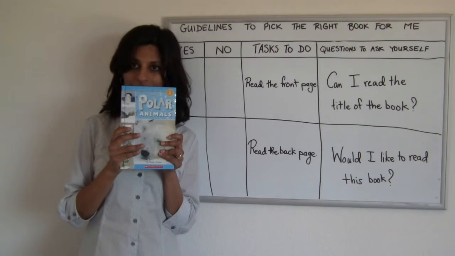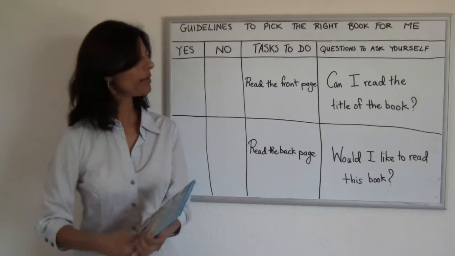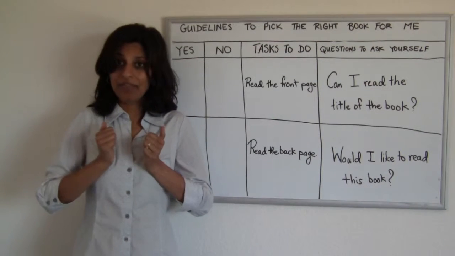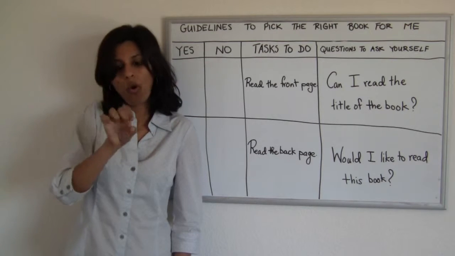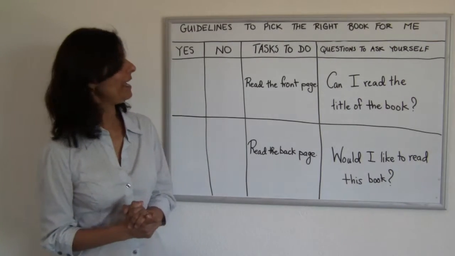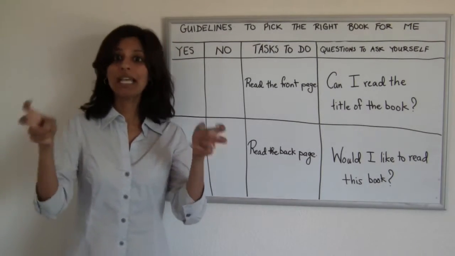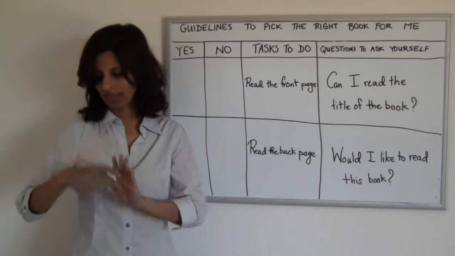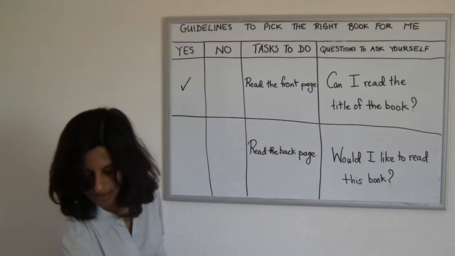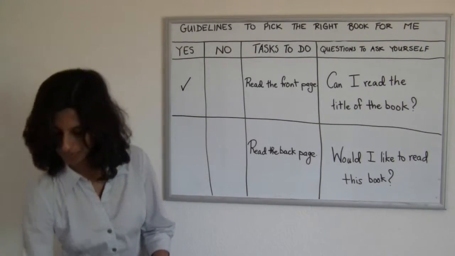So here's my book. And I'm going to read it. It says, polar animals. I know what that means, polar animals. Animals that live on the North Pole or the South Pole. That's the place where it's really, really, really cold. Okay? So yes, I can read the title of the book. I understand what that means. Okay? So I'm going to put a check here and a check here.